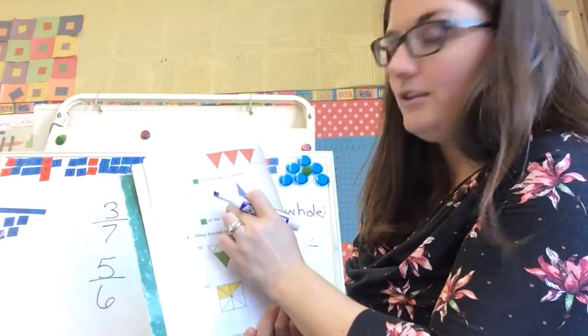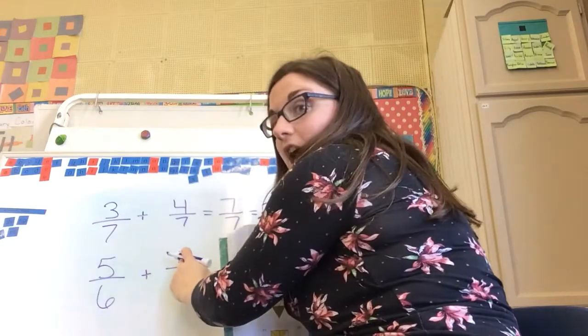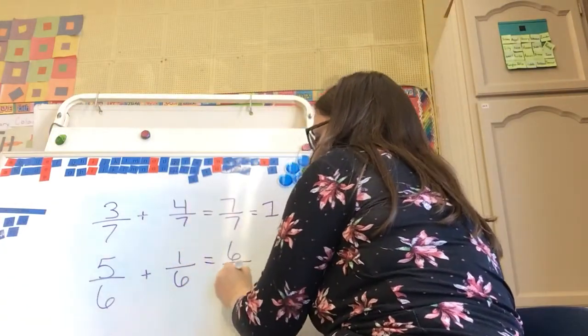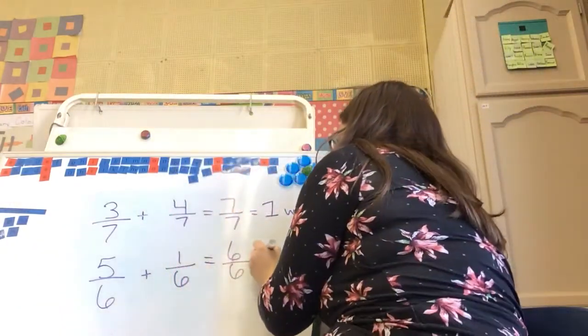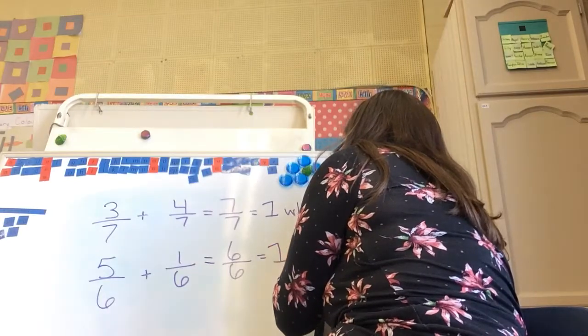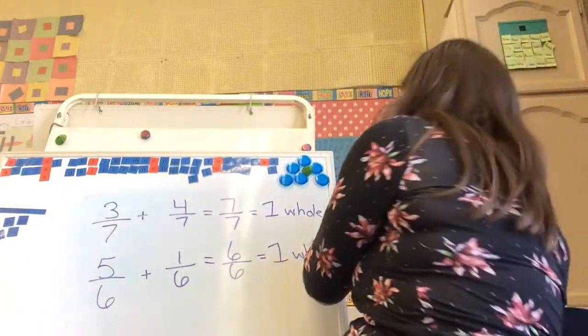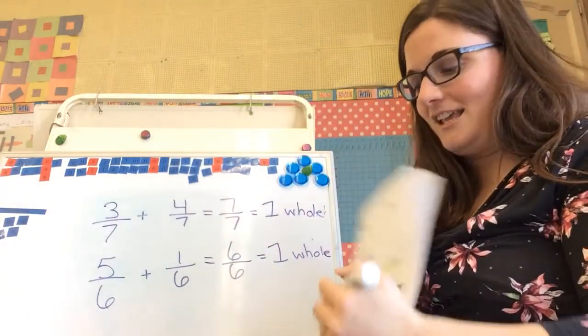If I add my colored and not colored together, so 5 plus 1, I get 6. That means I have all 6 triangles out of the 6. And that's 1 whole. Okay, hope you can see that. Sorry, I'm kind of in the way. 1 whole. Okay?